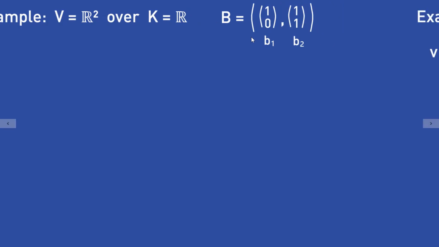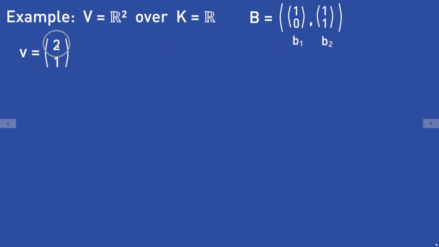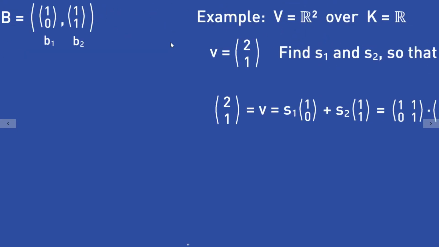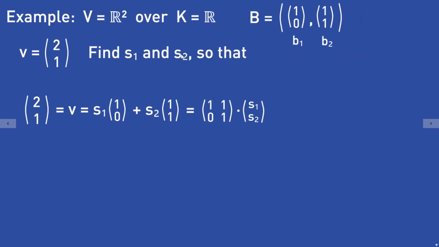Now we take small v equal to (2,1) from R^2 and want to find the coordinates of small v with respect to the basis b. So we have to find the numbers s1 and s2 so that small v, which is (2,1), is equal to s1 times (0,1), which is the vector b1, plus s2 times (1,1), which is the vector b2. We can also write this down by using a matrix. Then this looks like that here.